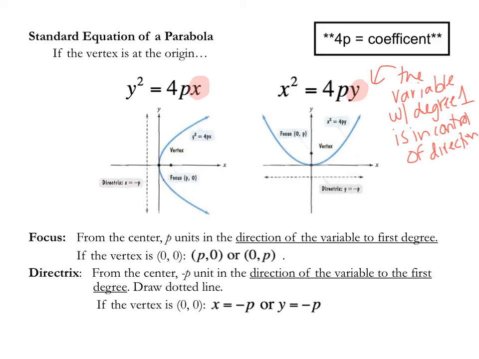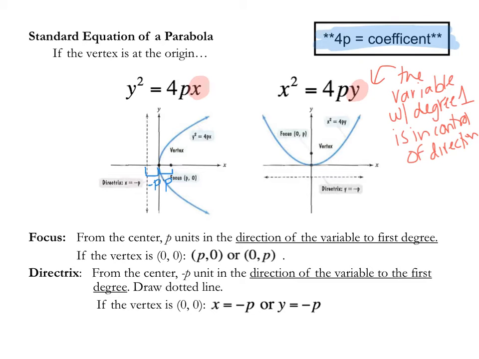Then up at the top, you're going to notice a formula. That's the formula to help us find p, which is an important part here. When you look at an equation, you have to remember that whatever the coefficient is, you set that equal to 4p. Once you solve for p, that tells you how far to move to find the focus and the directrix. To find the focus, you move in the direction of that first degree variable. Since the first degree variable in my first one was x, I'm going to move in the x direction, p. And then to find the directrix, you just go in the opposite direction. So this was p, this is negative p.